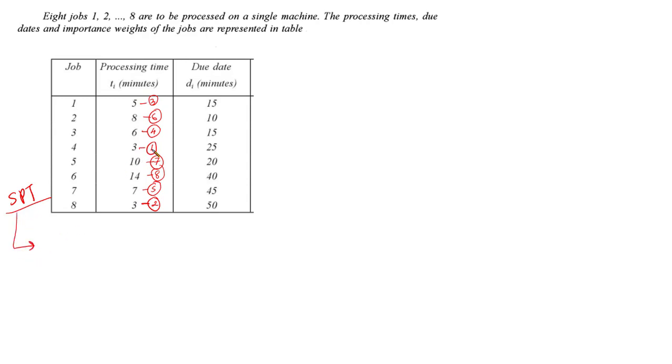So what is the sequence according to SPT? The sequence will be like this: 4, then 8, then 1, then 3, 7, 2, 5 and 6.